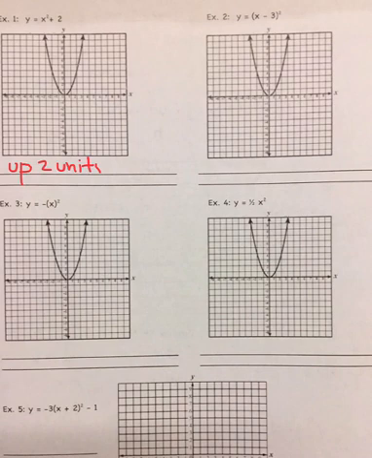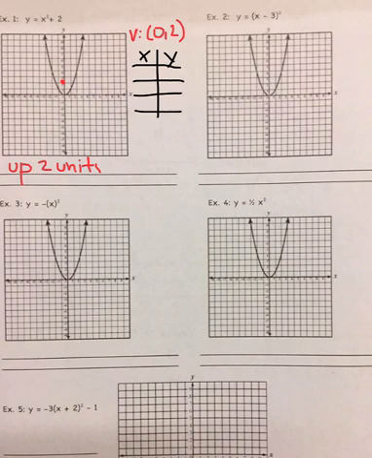So that means our vertex is at (0, 2). So when you're graphing, always find your vertex, and then you can make a table. And we always remember 1, 2, 3 and 1, 4, and 9.